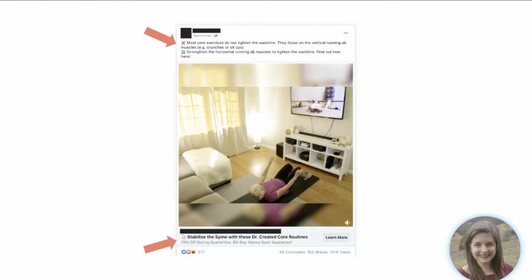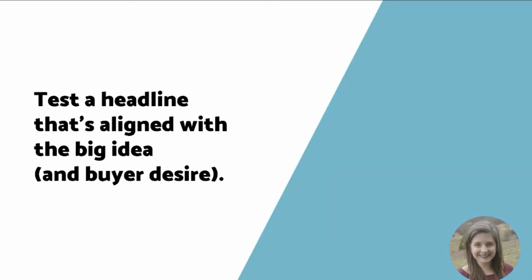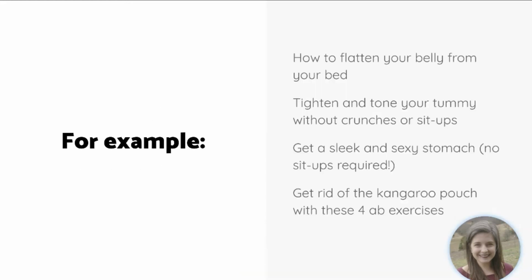Now, without knowing their voice of customer research, I can't say for sure, but we can start to think about what this ideal buyer wants most in terms of what we can deliver with our program. So my first recommendation would be to test a headline that's aligned with the big idea and buyer desires. For example, "How to flatten your belly from your bed." Now that is the headline of the sales page that is part of this campaign. So that's where that came from.